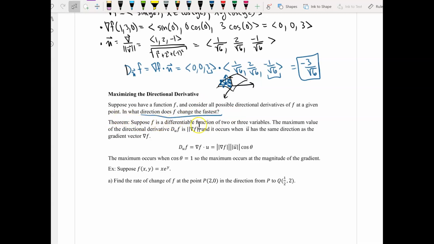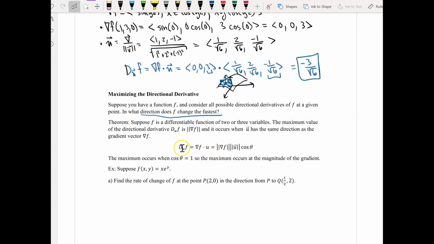Suppose f is a differentiable function of 2 or 3 variables. The maximum value of the directional derivative is the magnitude of the gradient, and it occurs when u has the same direction as the gradient vector. Okay? So here's a little mini proof.